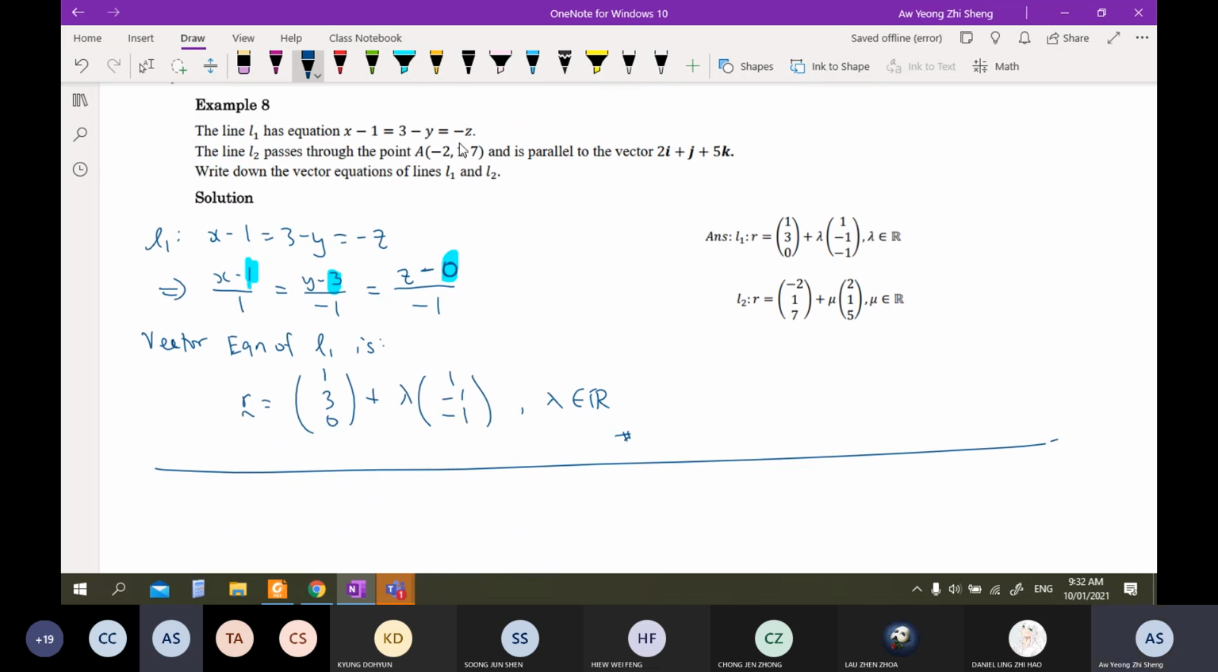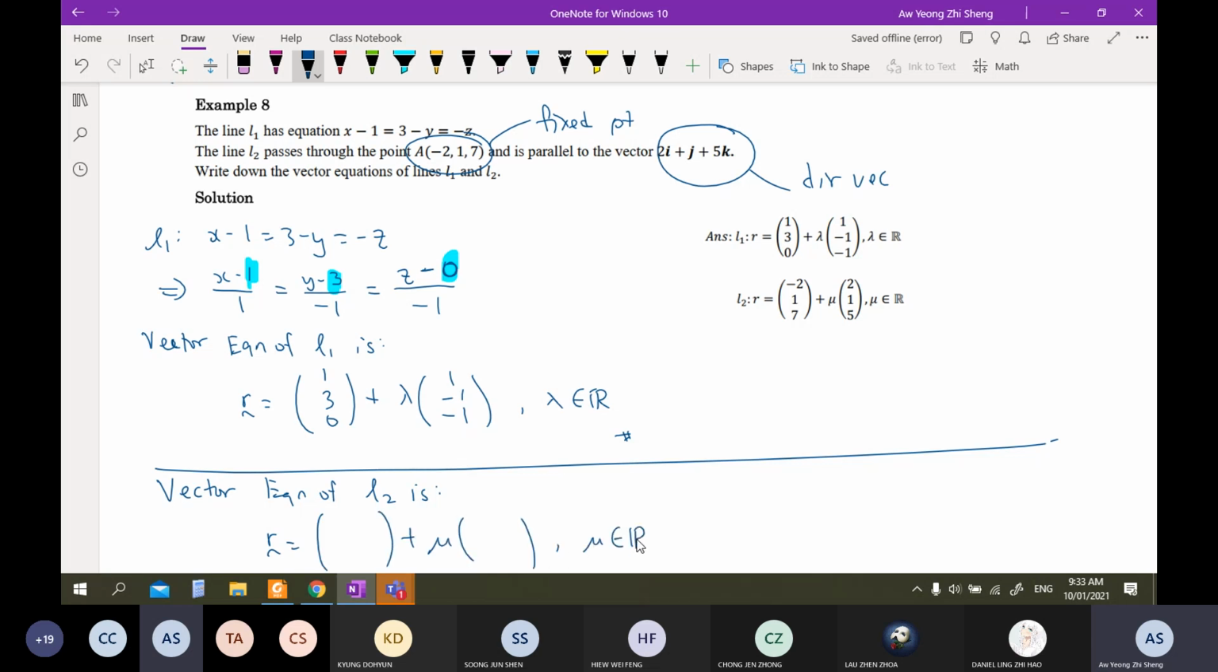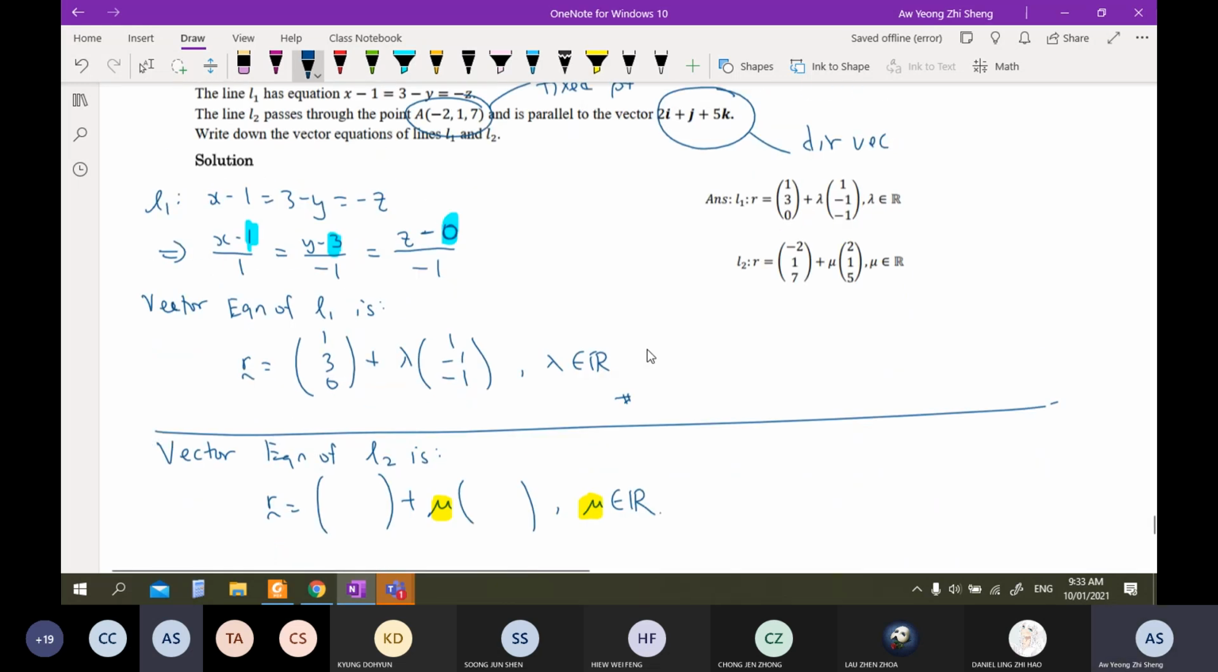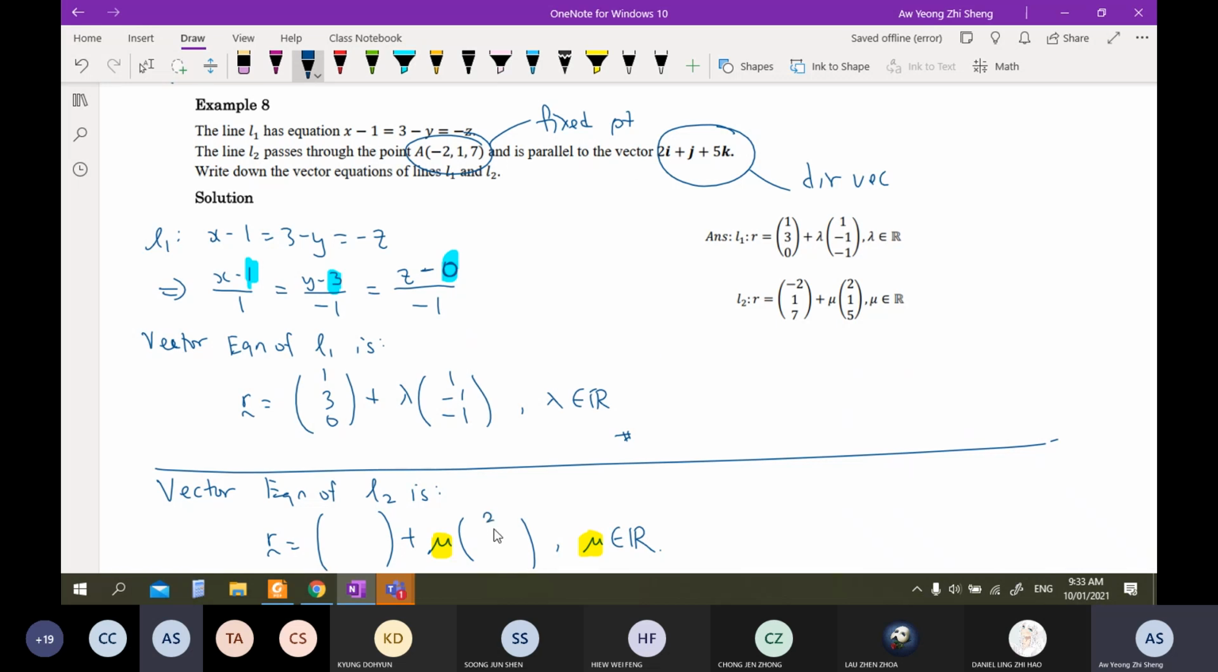Then for line L2, you already have a fixed point, and they say it's parallel to this vector, so this is a direction vector. So you can straight away write the vector equation of L2. r is equal to, use a different parameter. Don't repeatedly use lambda because that will lead to confusion. When you have two lines involved in the same question, use different parameters. So direction vector is (2, 1, 5), fixed point is (-2, 1, 7). Okay, done.